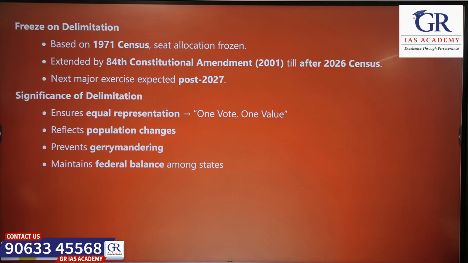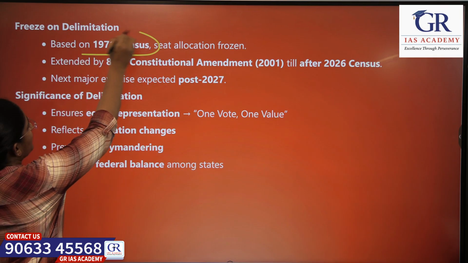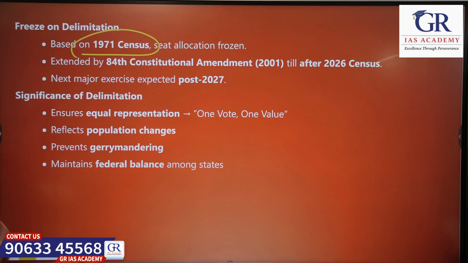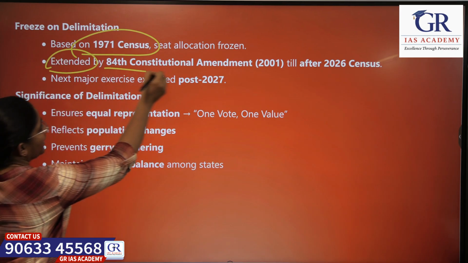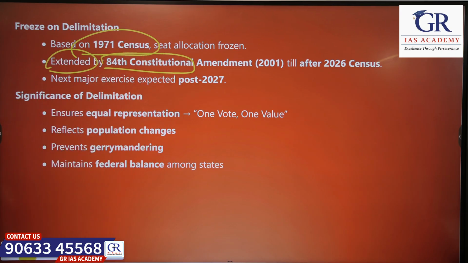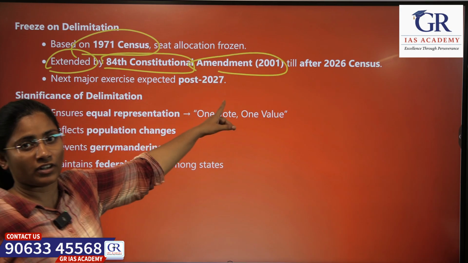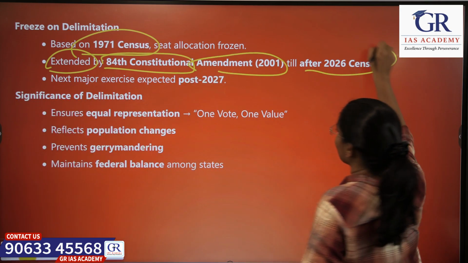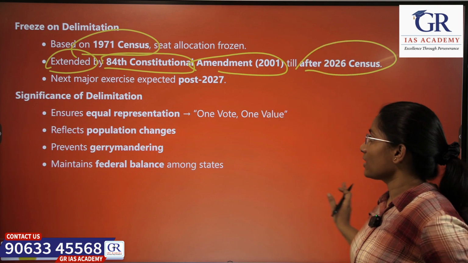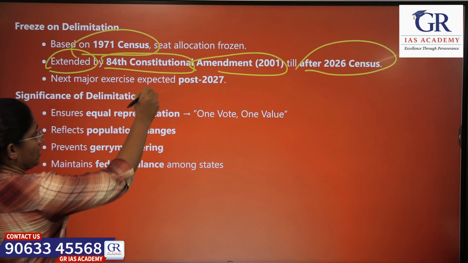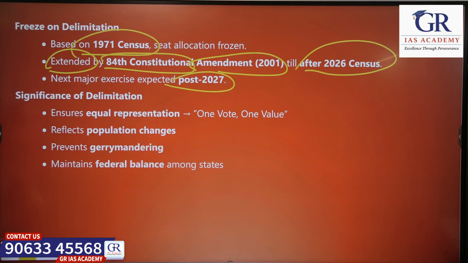We just told that census were frozen. Based on the 1971 census, seat allocations were frozen till now. And this was extended by the 84th Constitutional Amendment of 2001 till after the 2026 census. So when will be the next census? That is post 2027.